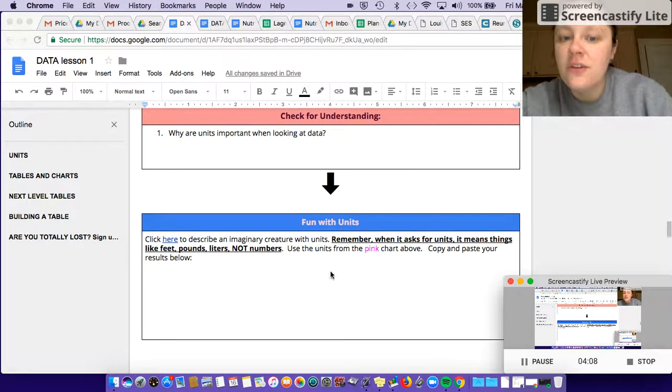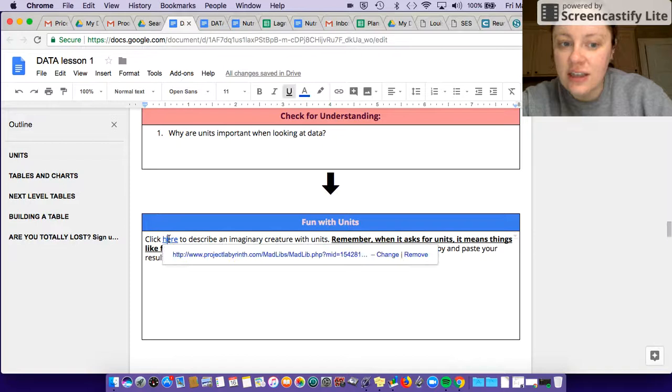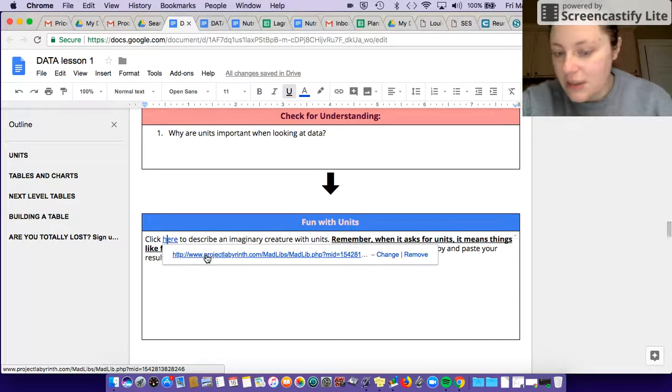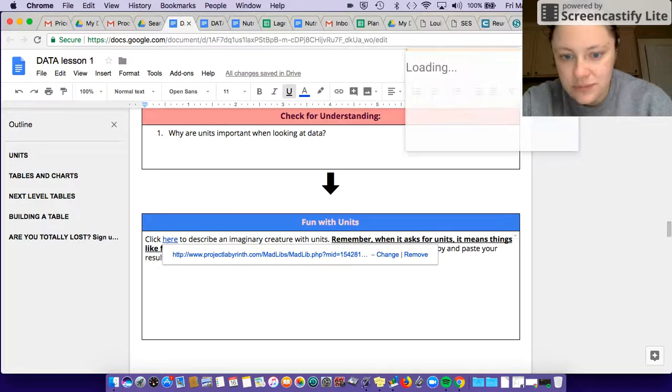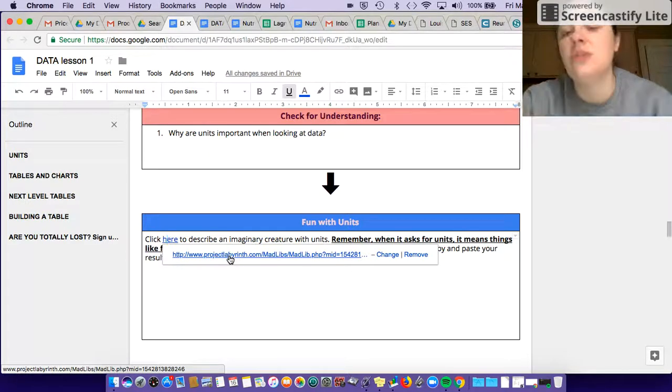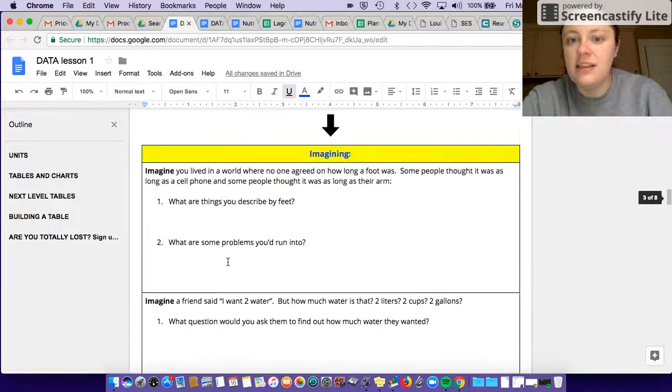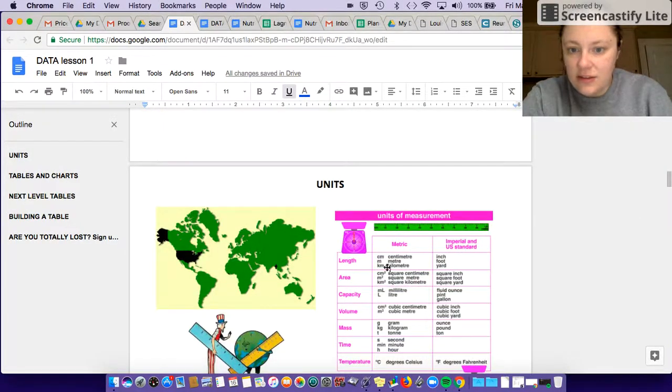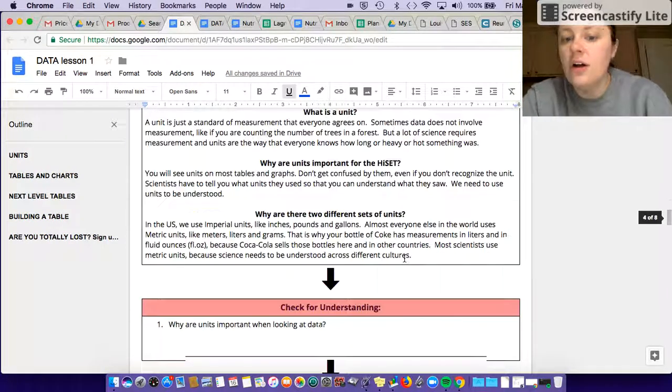All right, fun with units. You're going to click on this link. I've made you a little Mad Lib. A Mad Lib is just a thing where you fill in words when it asks you for them. So it's going to ask you for a color. Pick any color. It's going to ask you for a length unit. Pick any length unit here under length. Centimeter, foot, yard, kilometer. All of those are length units.